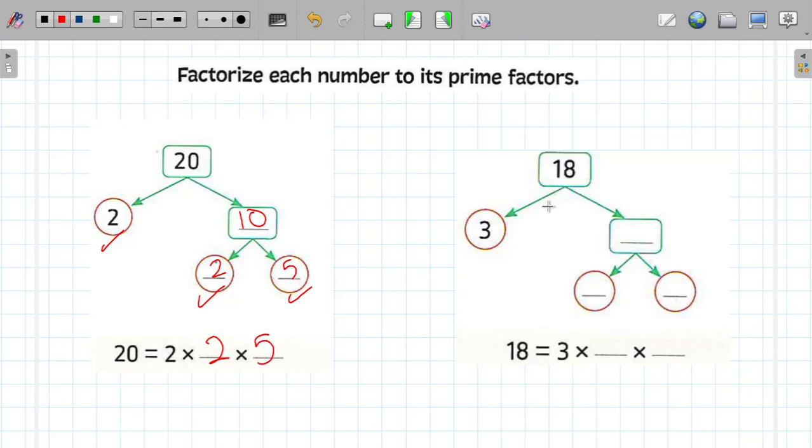Next I have 18. He made the first step. He asks me 18 is 3 by what? 3 by 6. 3 is prime number and 6 is composite, so I will factorize 6. 6 is 2 by 3. So I will write the prime factorization as 3 by 2 by 3 or 3 by 3 by 2. Okay?